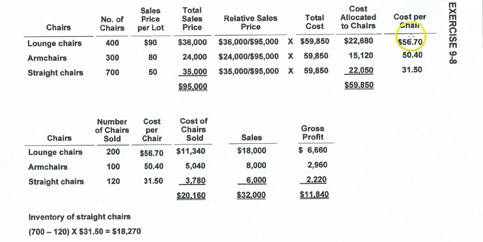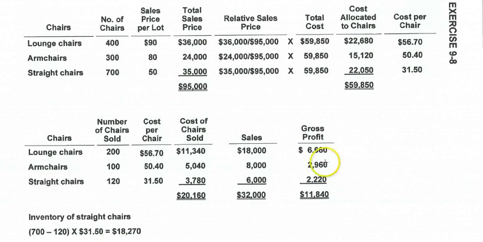We also get the cost per chair. We take these costs, bring them over here, take volume times my cost, and I'll get the total cost of the chair. And of course, gross profit, as you know, is just taking sales less cost of goods sold to arrive at gross profit. And you're done.